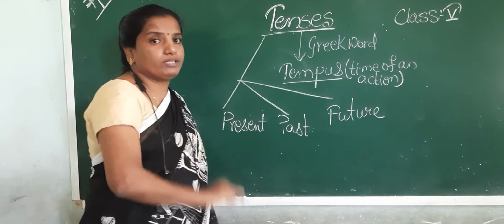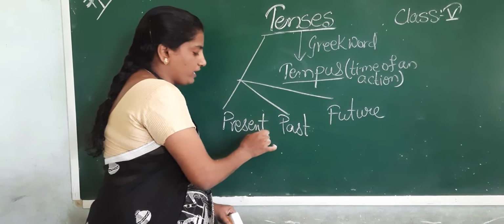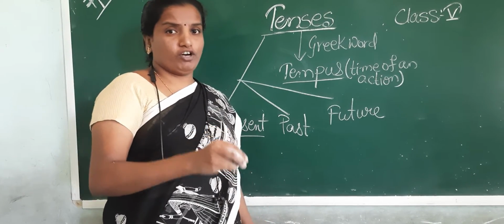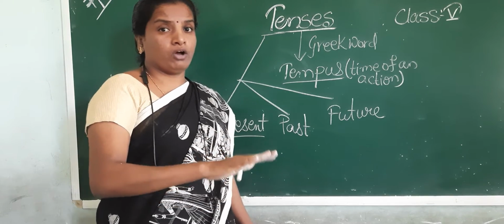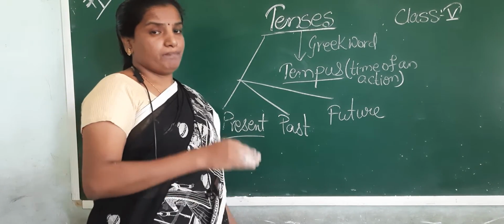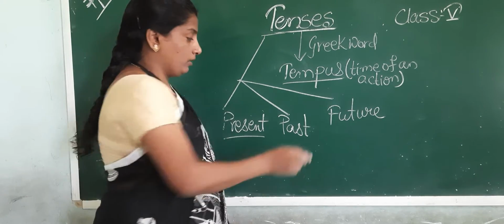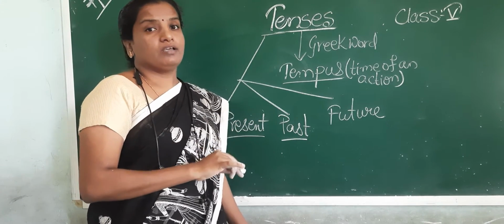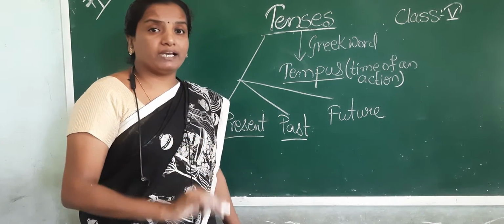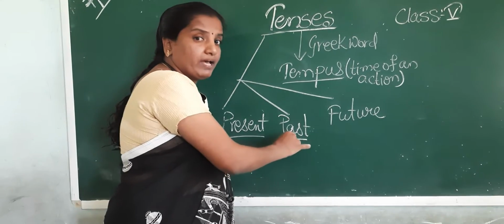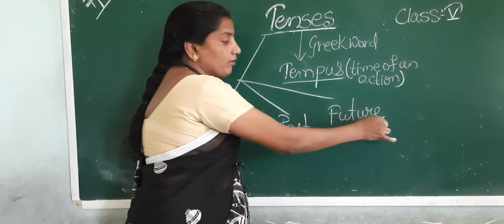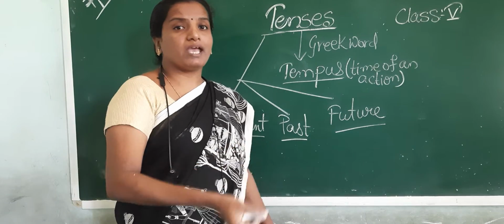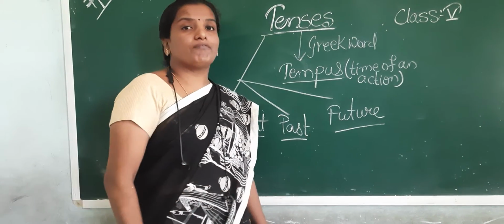Let us have a look at these three types, children. First one, present tense. What do you mean by present? Present means the work which is going on at the time of speaking, that is, the present situation. Past means we are talking about a completed action. And when we are talking about an action which is going to happen, it is denoted by future.